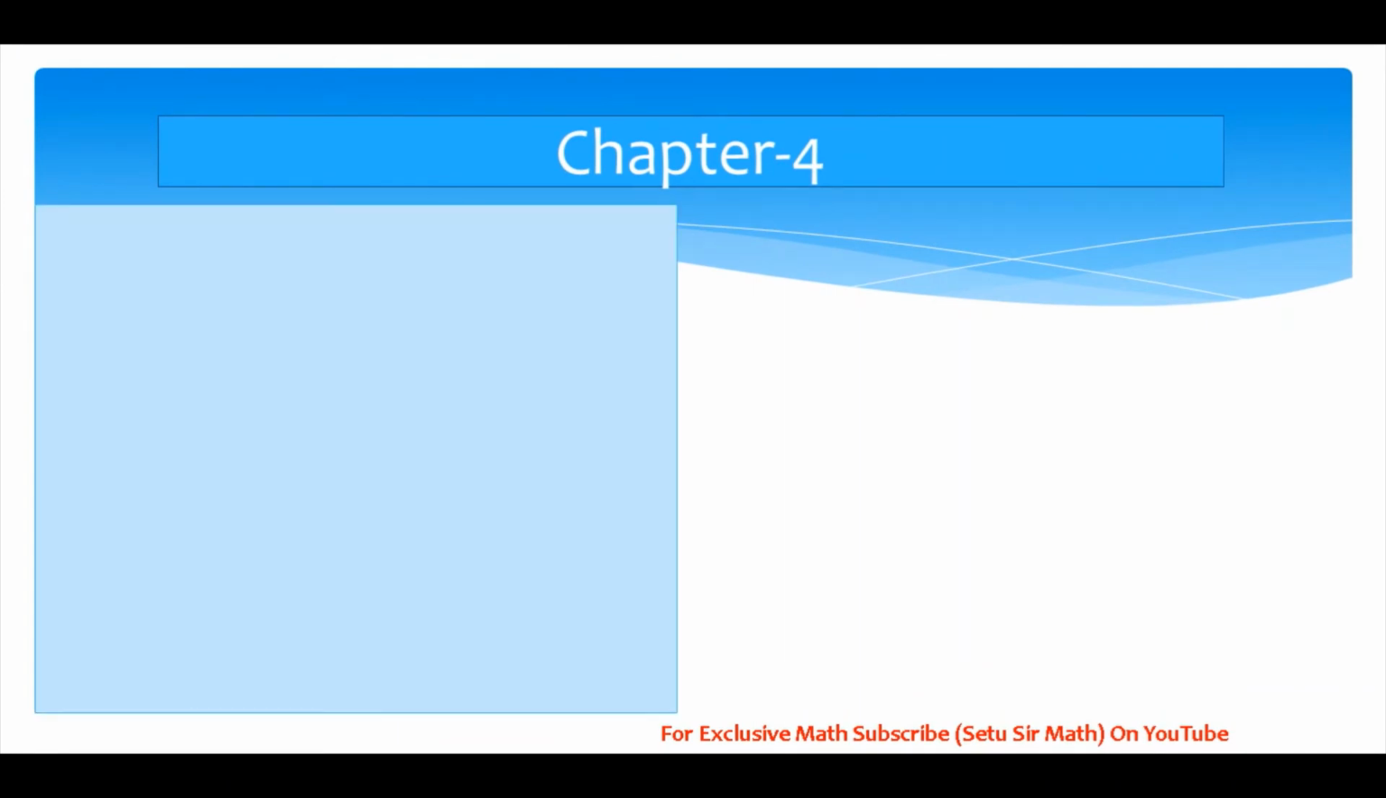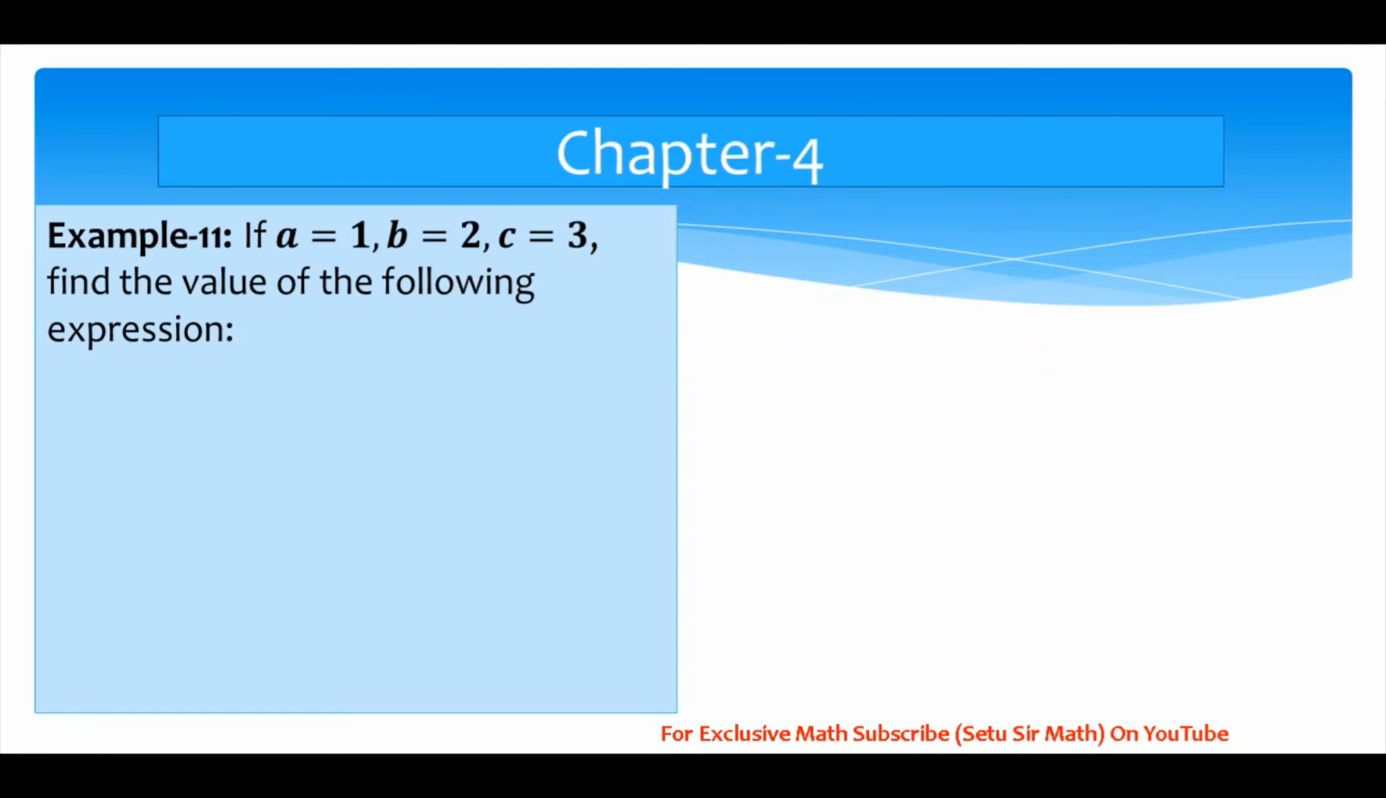Example number 11. If a equals 1, b equals 2, c equals 3, find the value of the following expression: a square plus 2bc minus c. That means we have to find out the value. In here you can see a equals 1, b equals 2, c equals 3, and we have to put this value in this expression.